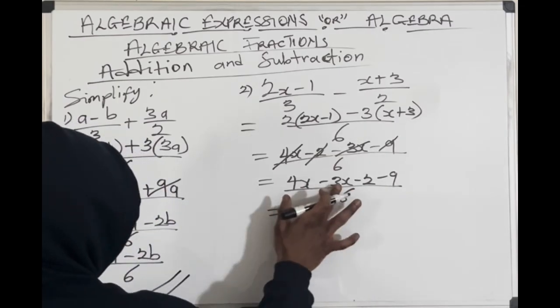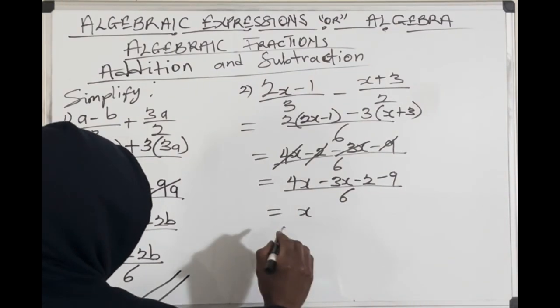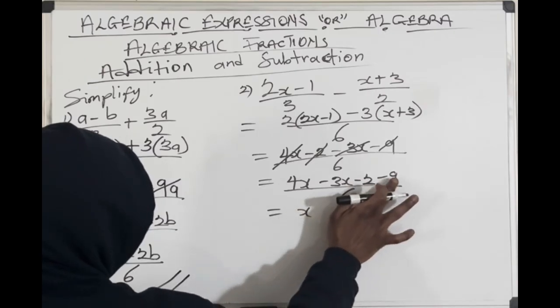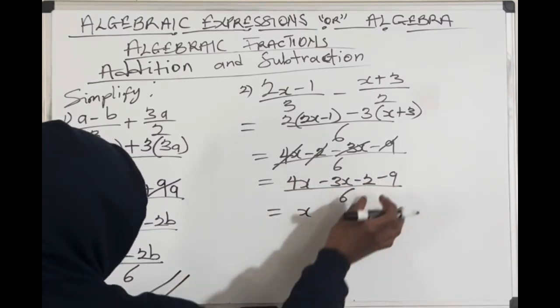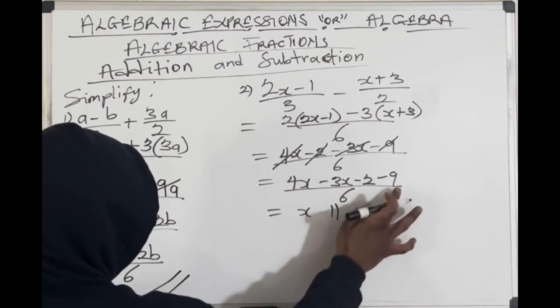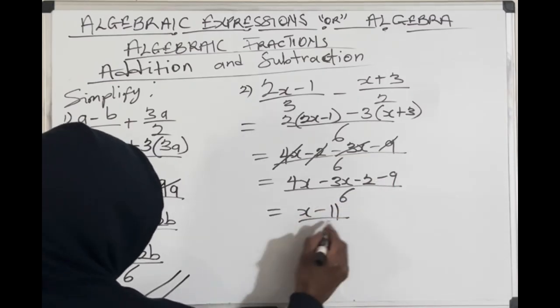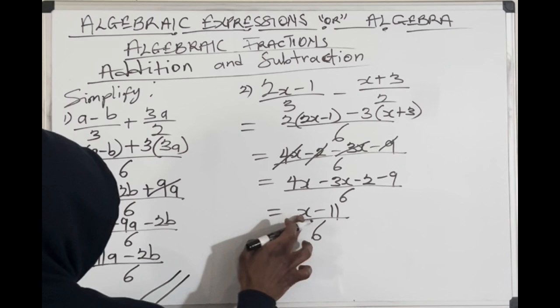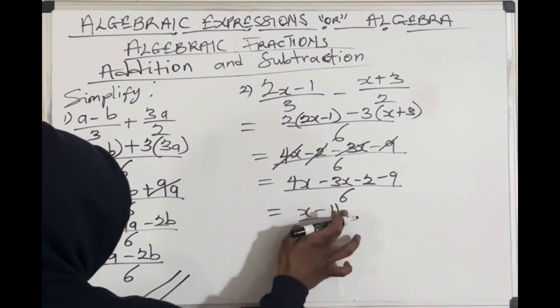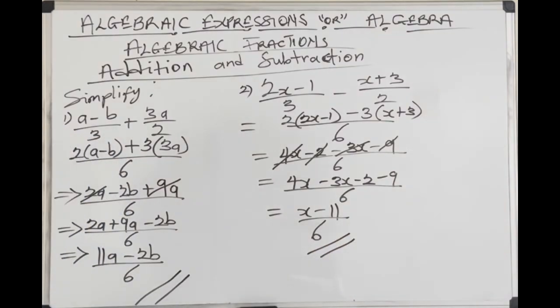So when we subtract 3x from 4x, we get 1x, but we write x. Then minus 2 minus 9, the same sign, so we add. So 11. 9 is the bigger number and it has a negative sign, so we put negative here, over 6. Different variables, so x minus 11 all over 6. Final answer. Very simple.